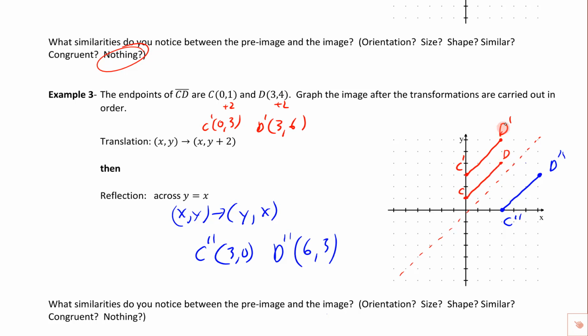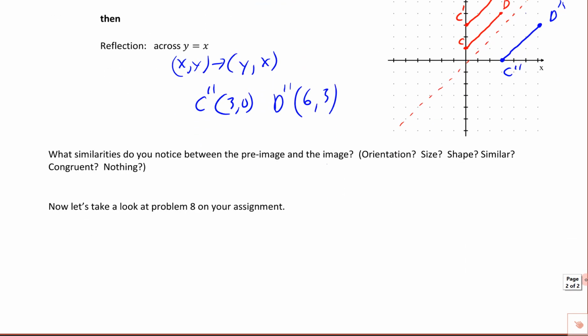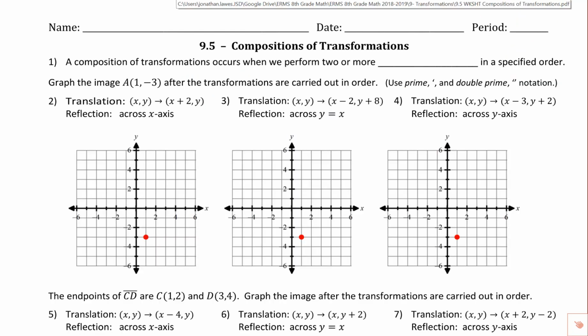This is the original one. C prime, D prime is after the first transformation, and then C double prime, D double prime is over there. Okay, let's take a look at one from your assignment. I think these will be a little bit more interesting. We're going to take a look at number 8 first, and then we're going to take a look at another one on here. So this is 9.5, compositions of transformations.